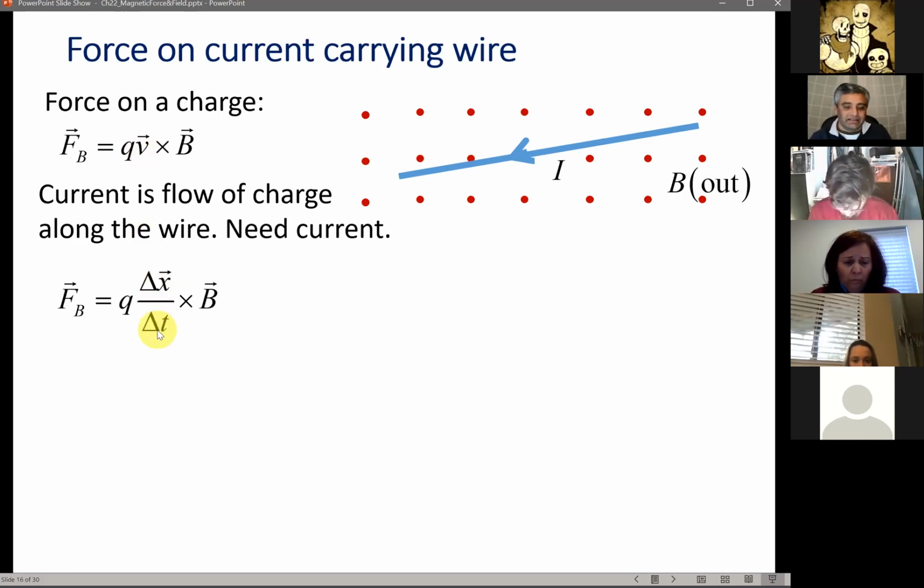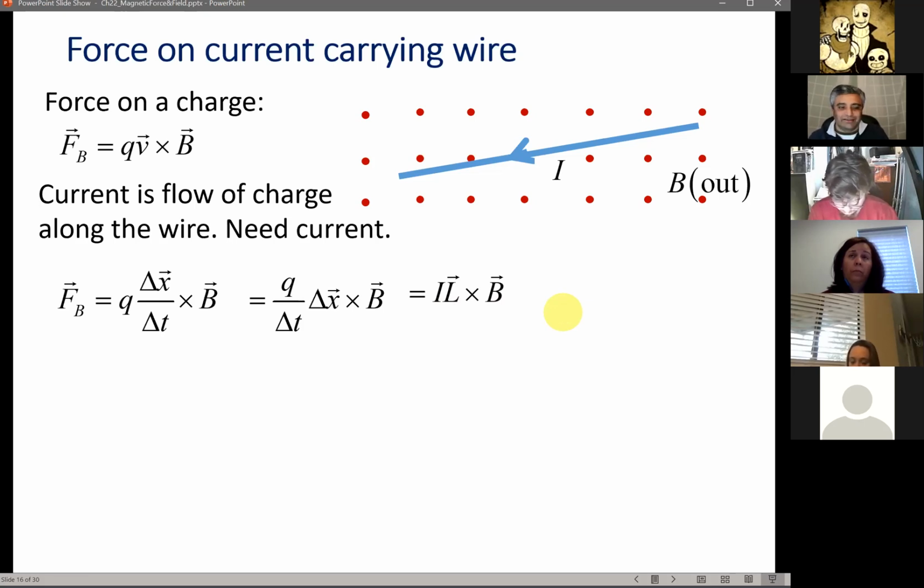So that gives me this. Now this charge divided by time is the current. See that? So now that's that. What is delta x? Delta x is the path or distance through which the charge moves during that time interval delta t. So that means what we can do is replace that delta x by the length of the wire in the magnetic field. So that's that. Hey, that's the equation for the force on the current. It looks very similar to the force on the charge, and rightly so. It's the same idea, okay?